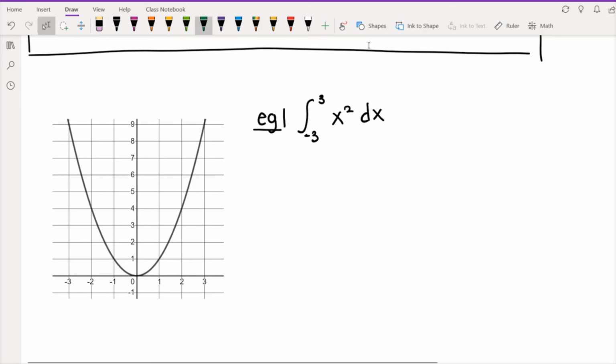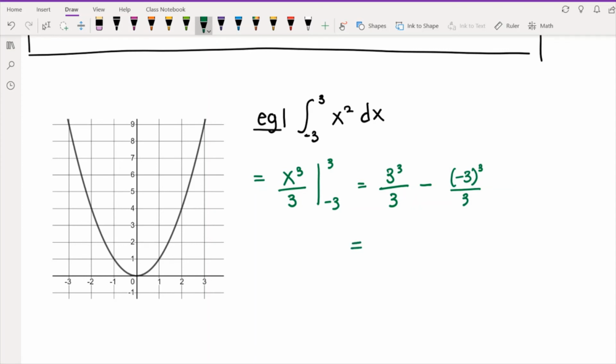So again, we can take the antiderivative, so we get x cubed over 3, and we're going to evaluate it now at 3 and at negative 3. So when we plug in 3, we get 3 cubed over 3, and when we plug in negative 3, we get negative 3 cubed over 3.